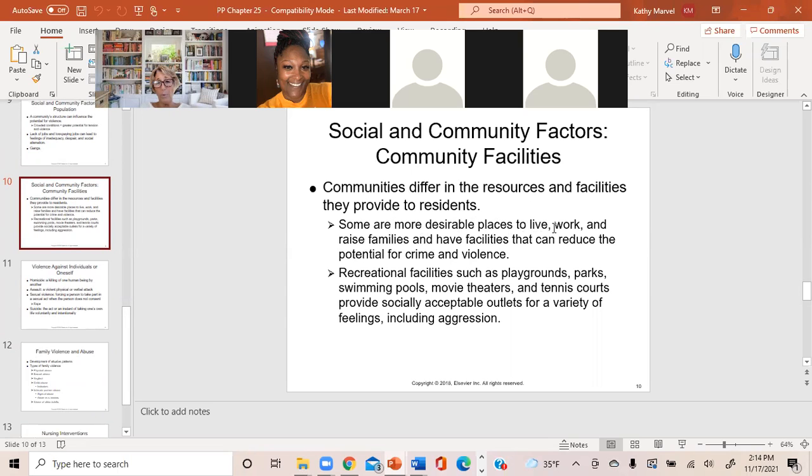Okay. And then the different communities that you live in. Some are more desirable places to live, work, and raise your families. Right. And they have facilities and resources that can reduce potential for crime and violence. But some don't. Does your community have recreational facilities, playgrounds, parks, swimming pools? Right. So there are some diversional activities, acceptable outlets for a variety of feelings, including aggression, that you can get through having these support systems in your community. What if you live in a community that doesn't have any of these?